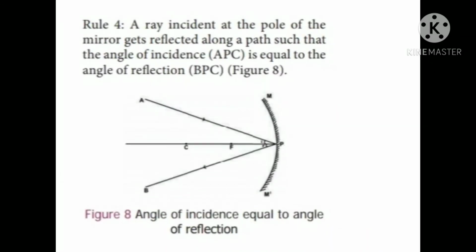Rule number 4. A ray incident at the pole of the mirror gets reflected along a path such that the angle of incidence is equal to the angle of reflection. This means whenever a ray strikes the pole of the mirror, it gets reflected along a path making the angle of incidence equal to the angle of reflection.